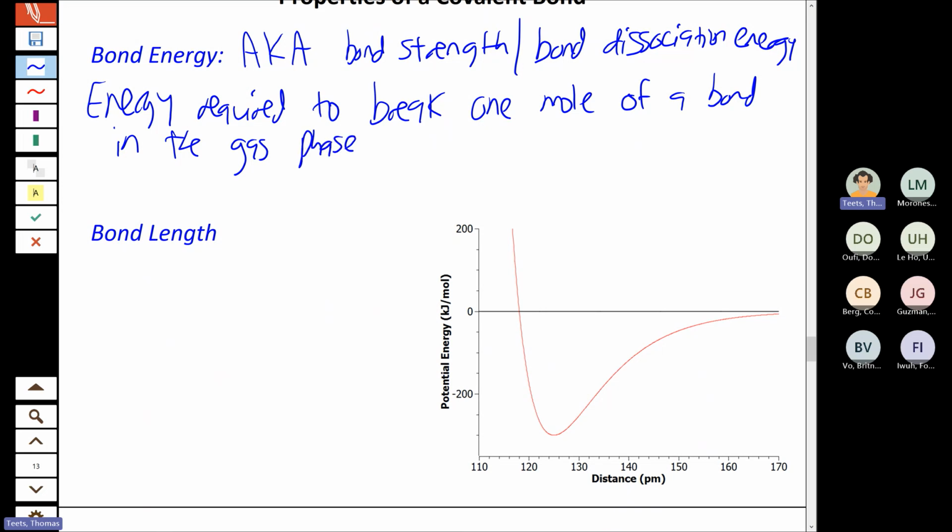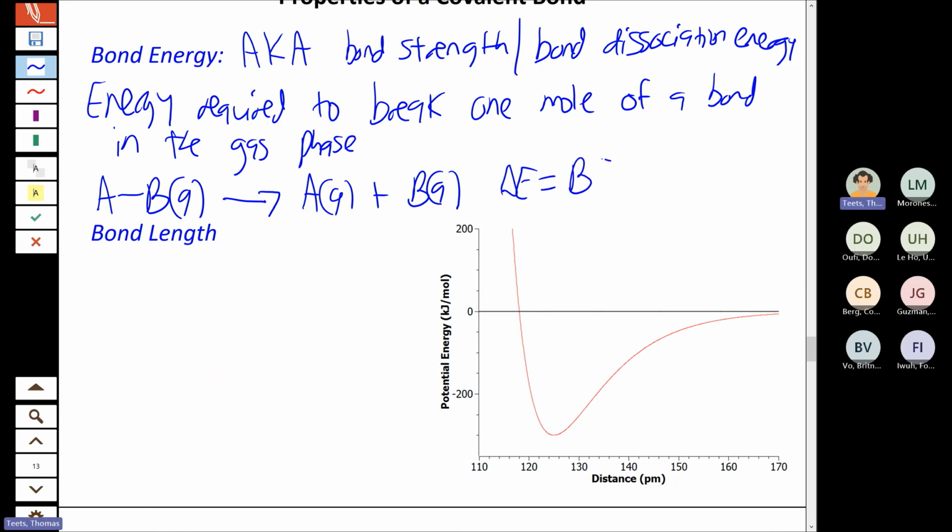Still defined in the gas phase like the other properties. So if you have 2 atoms bonded together, A and B, in the gas phase, it's the amount of energy required to separate them into the individual atoms, A plus B, to completely break them apart from each other. So the delta E for this process, also referred to as the bond energy for that bond AB, is always a positive number. The 2 atoms are stuck together by that bond, by that sharing of electrons. You have to put energy in to rip them apart. So it's always a positive number, and that's the amount of energy that's required.